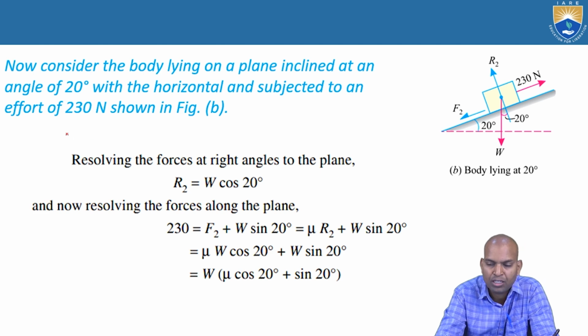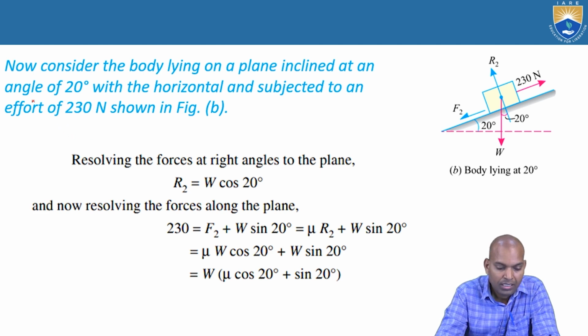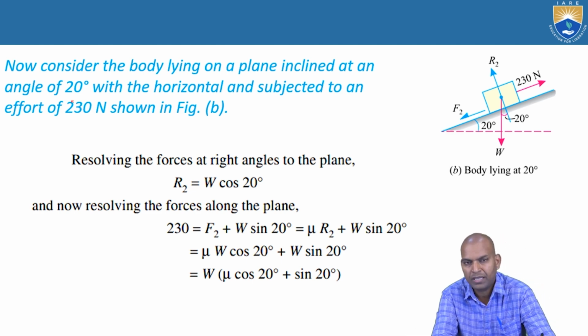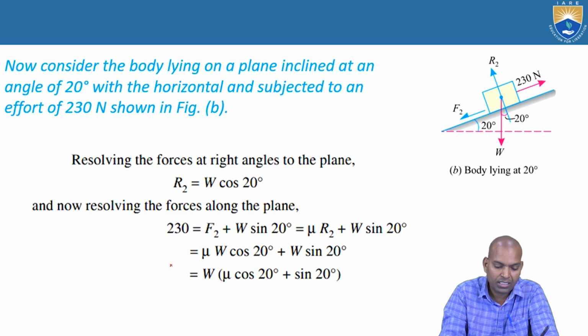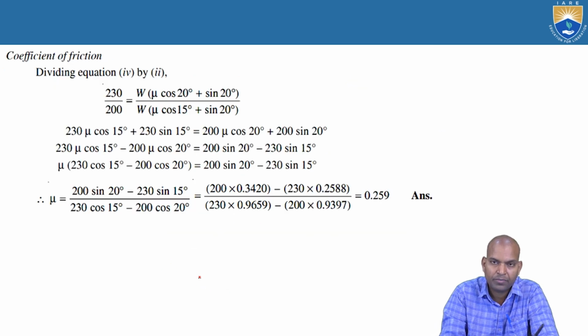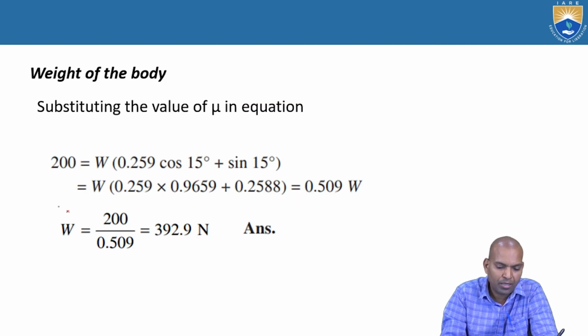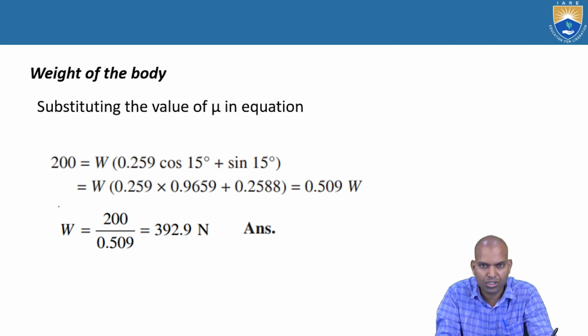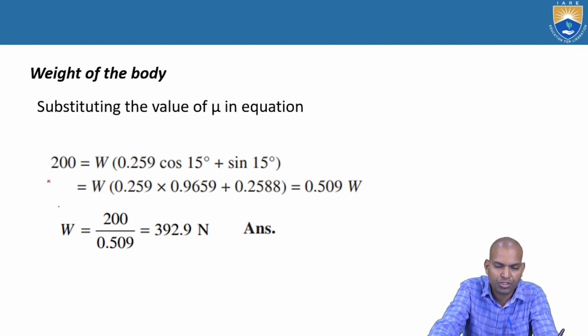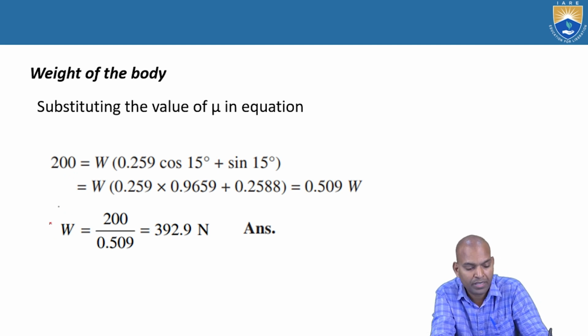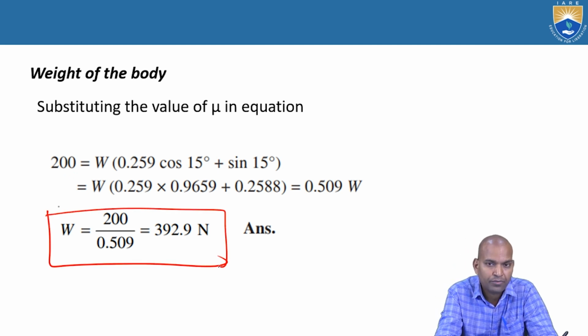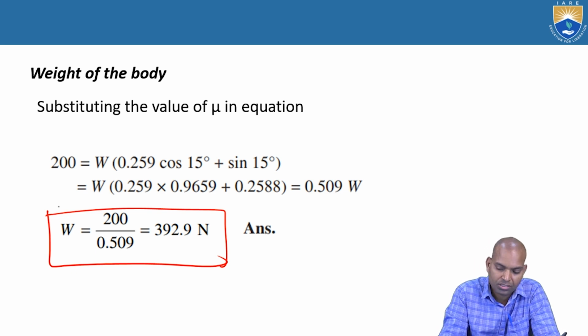Now consider the body lying on an inclined plane, where the angle of inclination, before it was 15 degrees, is now 20 degrees. With the same methodology, 230 equals W times (mu cos 20 plus sin 20). Now divide one equation by the other to obtain the mu and W values. The coefficient of friction is obtained as 0.259. To get W, substitute this coefficient of friction value in either equation 1 or equation 2. The obtained weight of the body is 392.9 newtons.